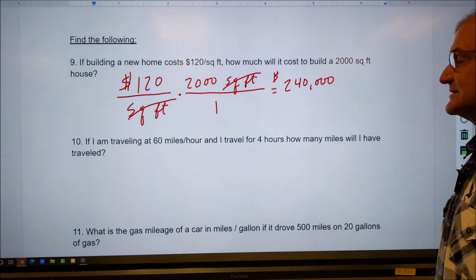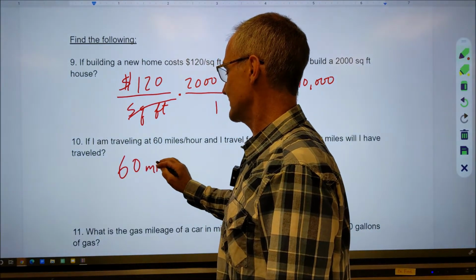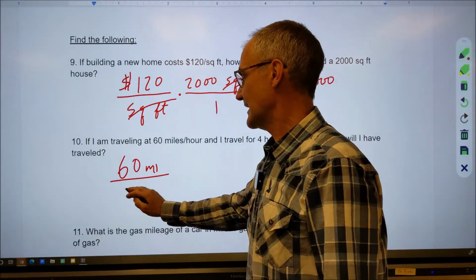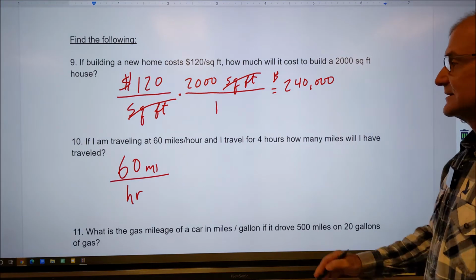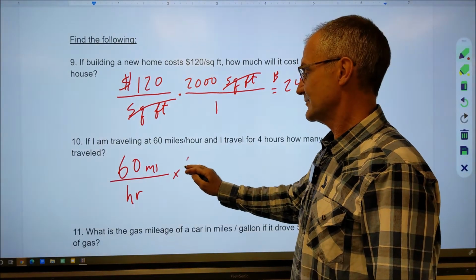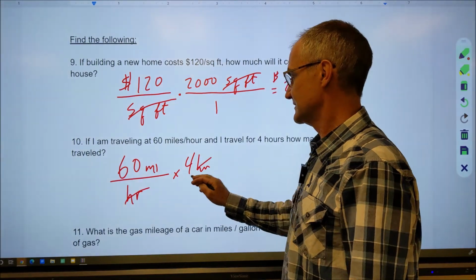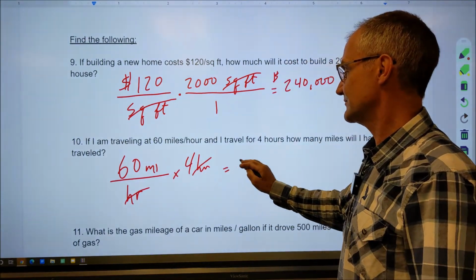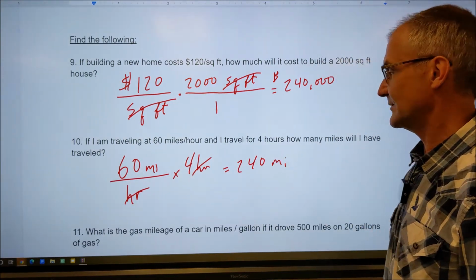Okay, I'm traveling at 60 miles per hour. Again, that's a rate because it's miles in the numerator, hours in the denominator, and I travel for 4 hours. So I'm going to just multiply that by the 4 hours. Again, my hours cancel. 60 times 4 is 240. The only units I have are miles, so I travel 240 miles.